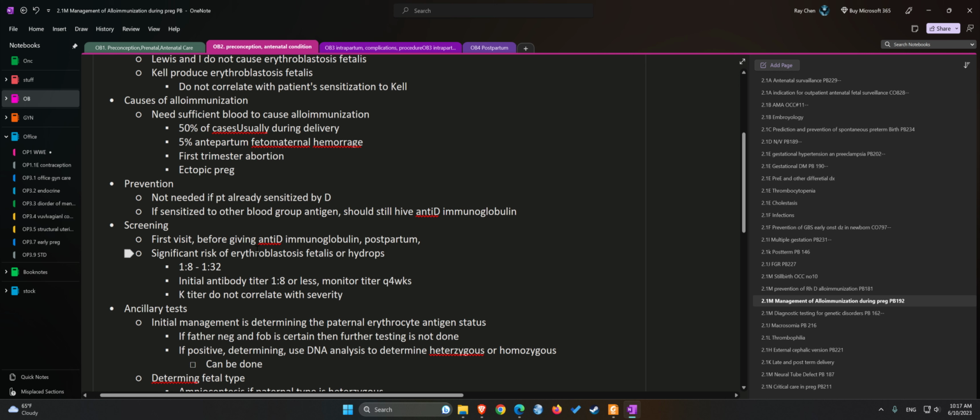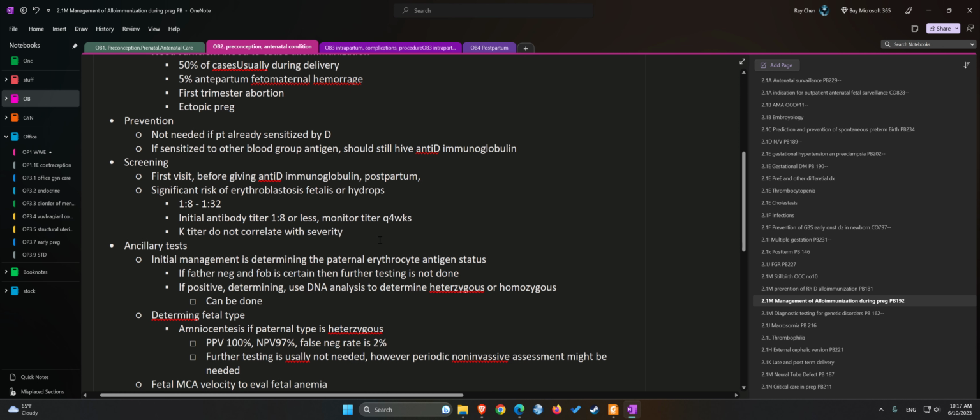Screening is done at the first visit, before giving anti-D immunoglobulin, and also postpartum. A significant risk of erythroblastosis fetalis or hydrops is a titer level of 1 to 8 to 1 to 32. If the initial titer is 1 to 8 or less, we monitor the titer every 4 weeks. The Kell titer does not correlate with severity.